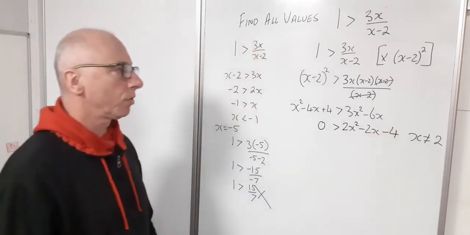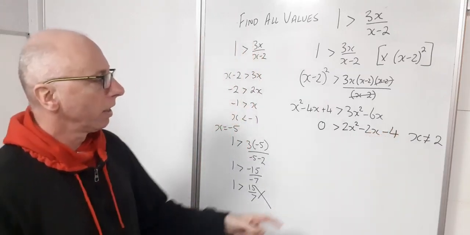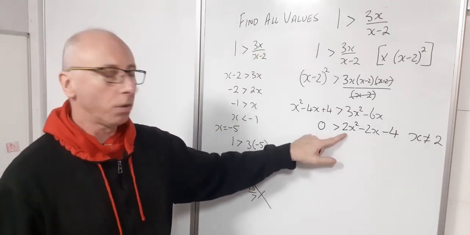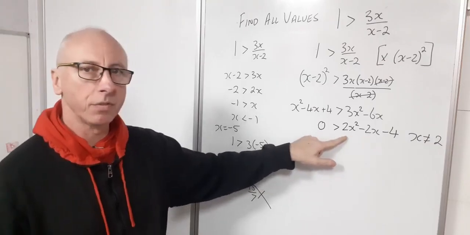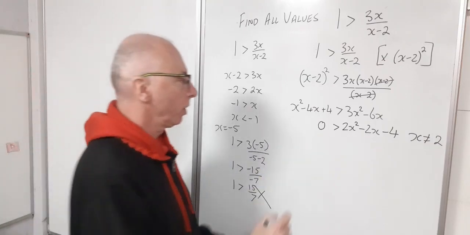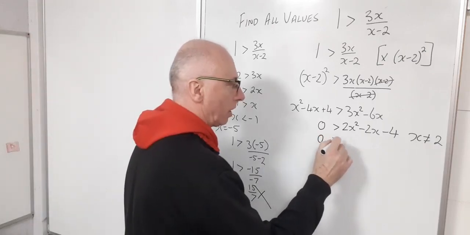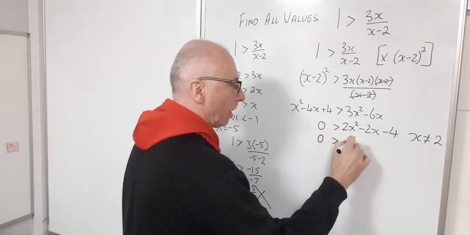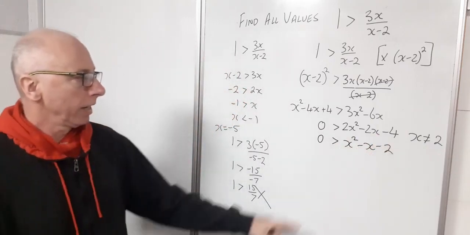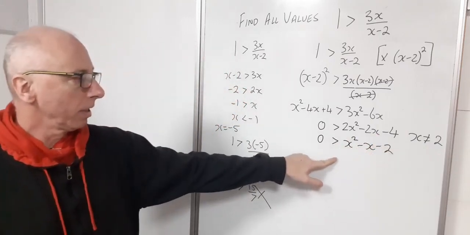Okay, now we need to try and factorise this if we can. But first of all, I can see we've got all multiples of 2. So I can take a factor of 2 out by dividing everything by 2. If I divide this by 2, I'm still left with 0. Divide all these by 2, I've got x squared minus x minus 2. Now this I can see I can factorise.